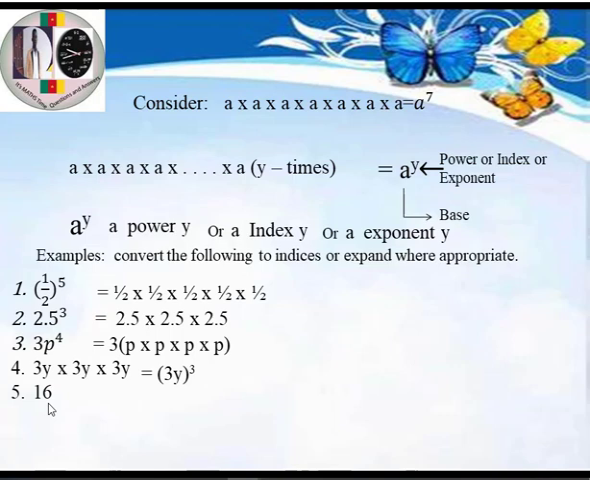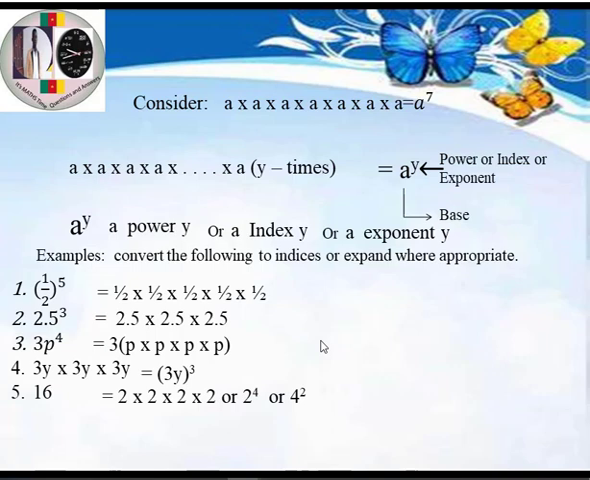16 is simply 2 times 2 times 2 times 2, 4 times, or 4 times 4. So 16 can be 2 power 4, or 4 power 2. In 2 power 4, 2 is the base and 4 is the power, index or exponent; in 4 power 2, 4 is the base and 2 is the power. So that is all about indices.